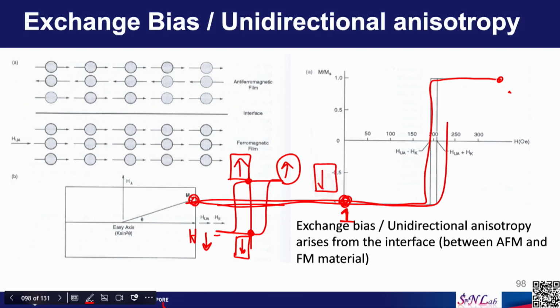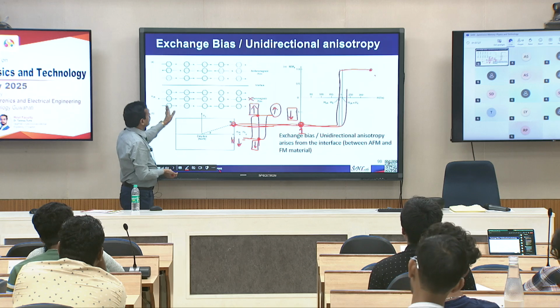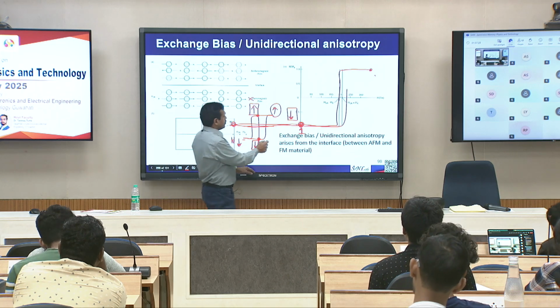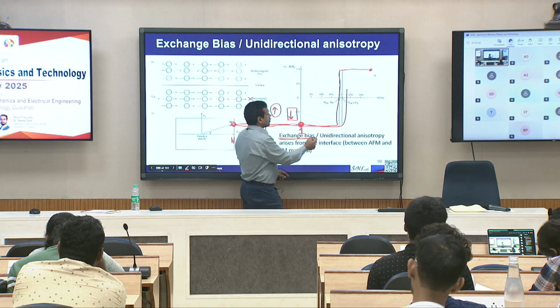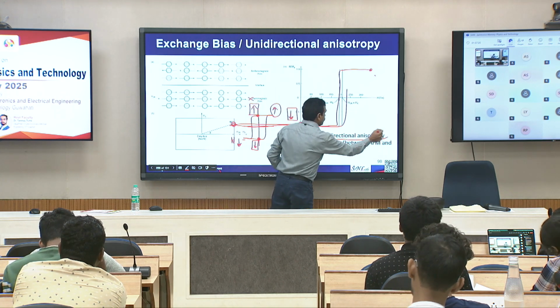So, this particular film has only one remnant magnetization direction. Whether you apply negative field or positive field, you will always end up with this configuration. You will never have this configuration. So, this is the property that we can get with the exchange bias, and this anisotropy is also called unidirectional anisotropy.